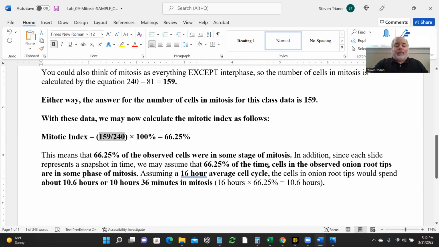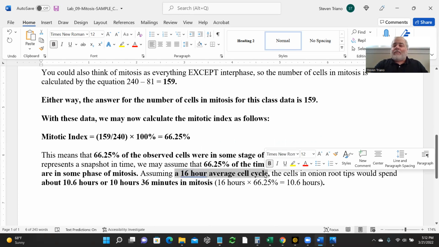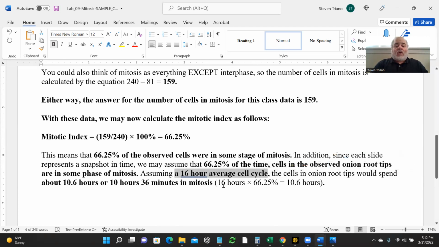Now, if you assume that there is some sort of a cell cycle that we've measured separately. You can't measure how fast cells are dividing on a dead slide. This would have to be done using other methods on live tissue. But if somebody tells you that the cell cycle in a root tip of rapidly growing onion roots is 16 hours, well, then you could say it's in mitosis 66.25% of 16 hours, or about 10.6 hours in mitosis.